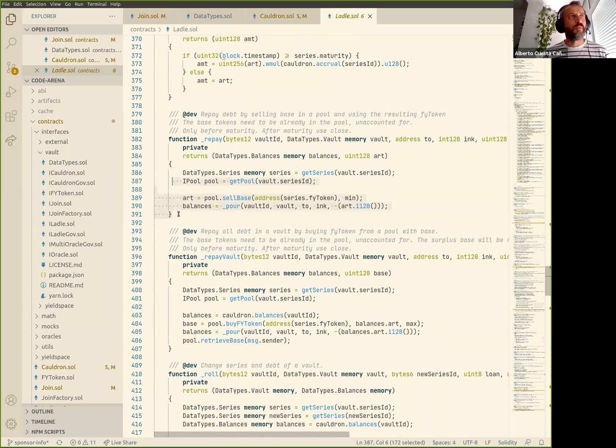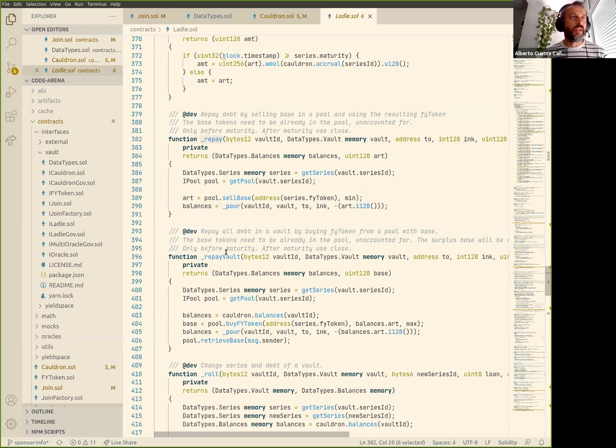We can repay with base by selling it in a pool, sending the result straight to the FYToken. And when we call, it will be burned for the FYToken. So I can repay my DAI debt with DAI, and it will get exchanged very cheaply in the pool. We could do this in V1, but it was super expensive.